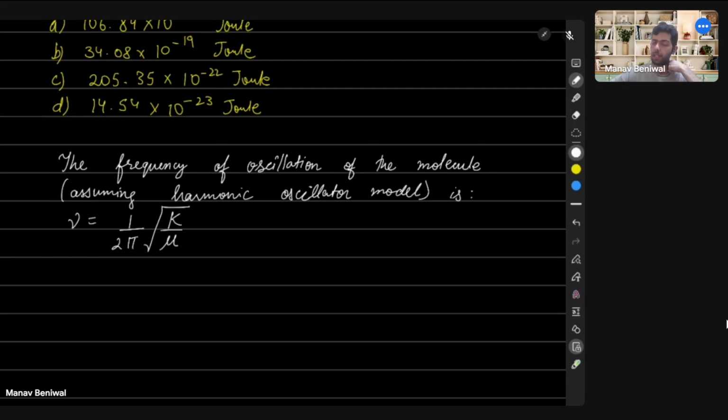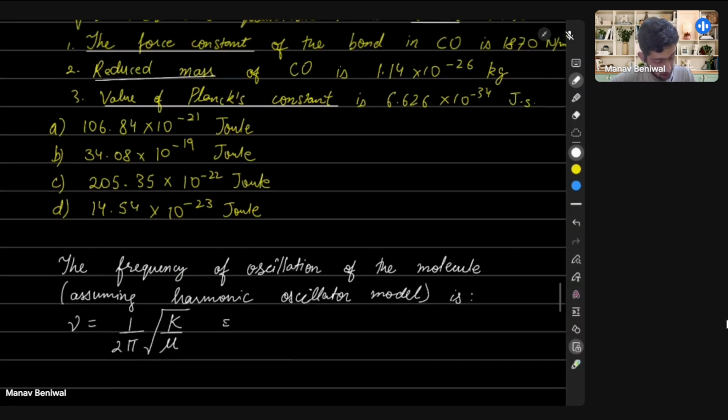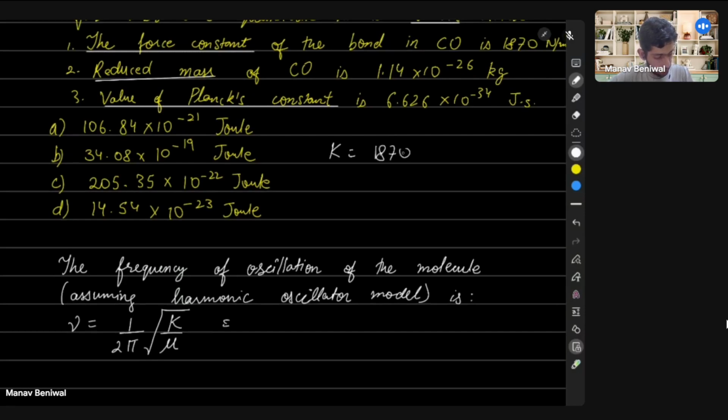So this is what we discussed in last week's tutorial, that when we consider a harmonic oscillator model for a molecule, then we can write the frequency of oscillation nu as 1 over 2 pi under root k over mu. Now all these things are given to us, so let's plug in the values of k and mu. So k is given to us as 1870 Newton per meter and mu is given to be 1.14 times 10 to the minus 26 kg.